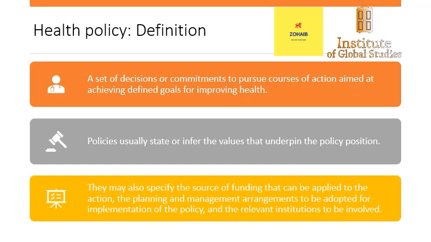This point is about policy positioning, the prioritization of policy. How a government is prioritizing its policy, how the values of that government underpin the policy position, where the health policy stands, where health comes in the policy agendas of a government. Third, they may also specify the source of funding that can be applied to action.